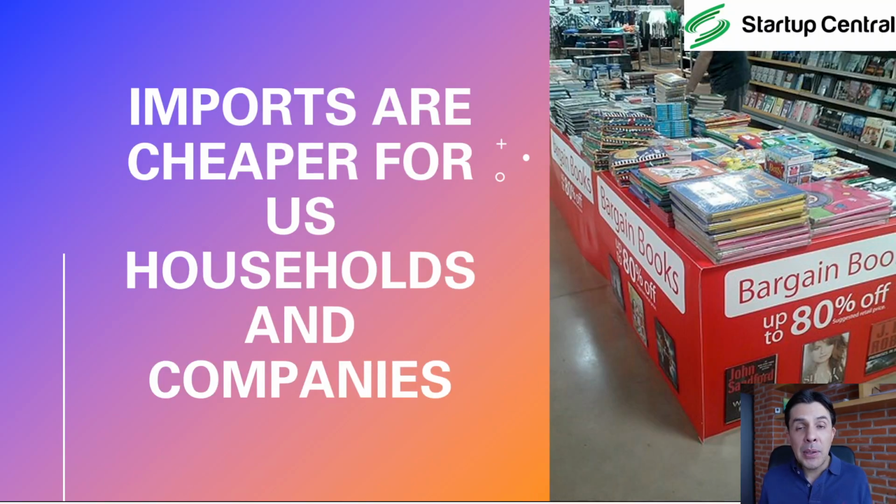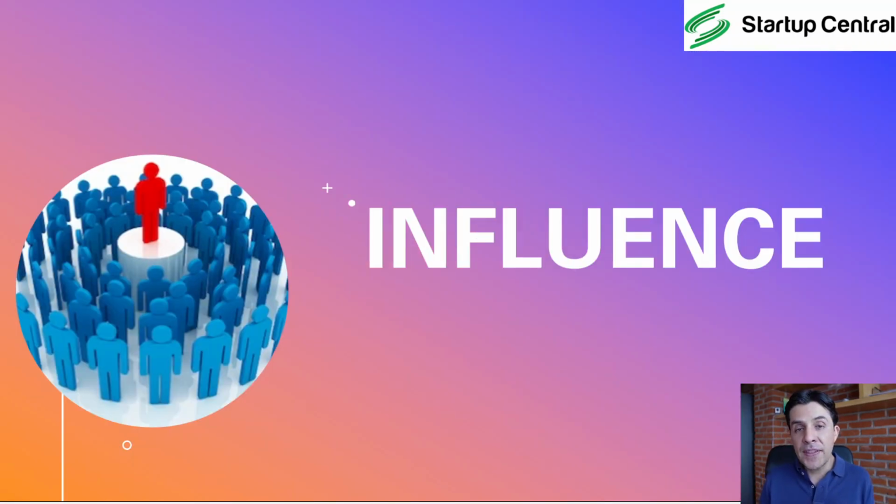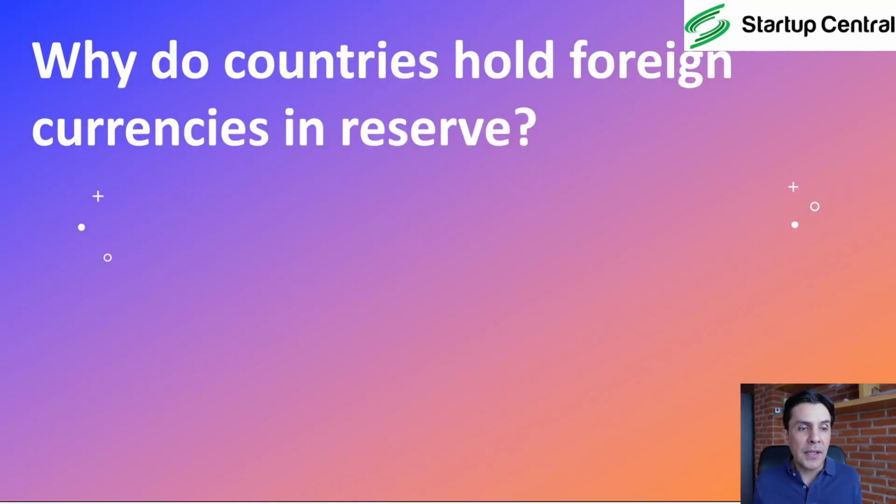Number two, imports are cheaper for US households and companies. So if your currency is the strongest in the world, then it's going to be much cheaper for you to buy those things. So if you are producing things in the US, when you import them, they're going to be cheaper. The stronger the currency, the cheaper the imports. And of course, that country, the one country that has that status, has a lot of influence around the world. We don't need to explain this further because it's pretty obvious.